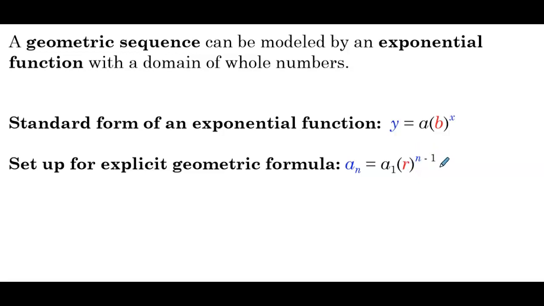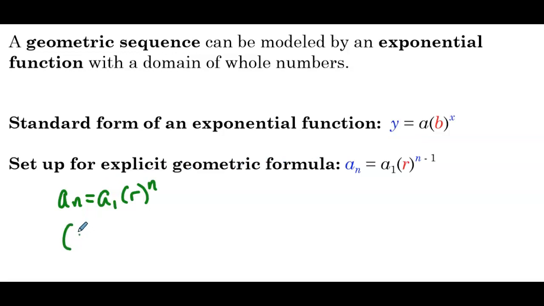Well, that exponent is a little different. Why was it not just n? Where did the n minus 1 come from? It's important that we understand it. So the best way is with a little investigation. So let's say we did just create the formula to be a sub n equals a sub 1 times r to the n. Right, we just took everything in the exponential function and we rewrote it using sequence notation.